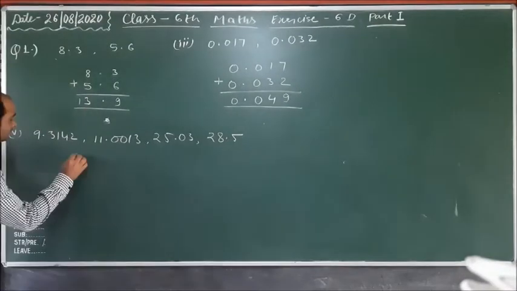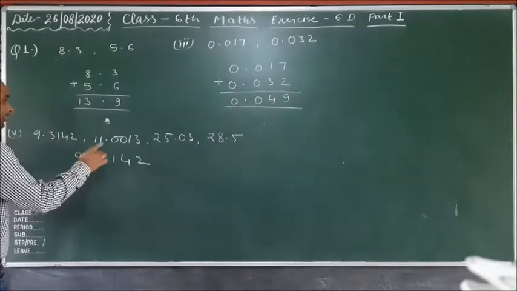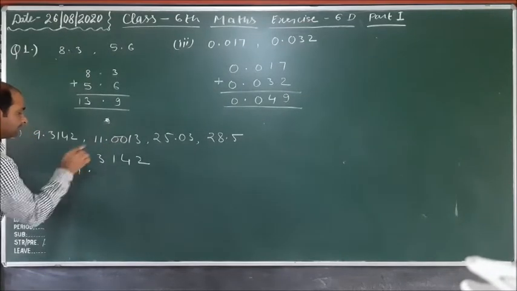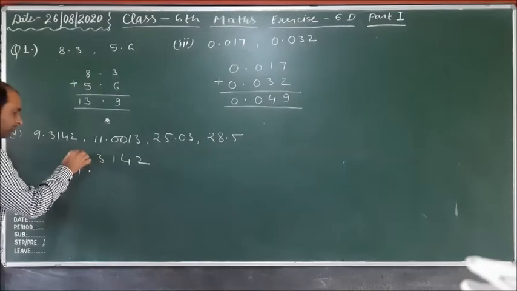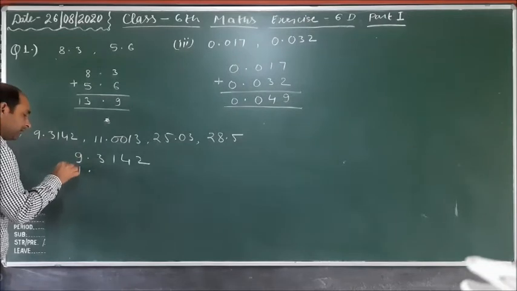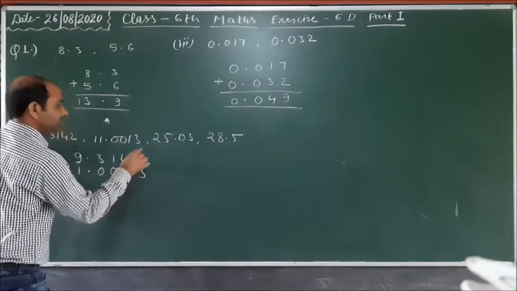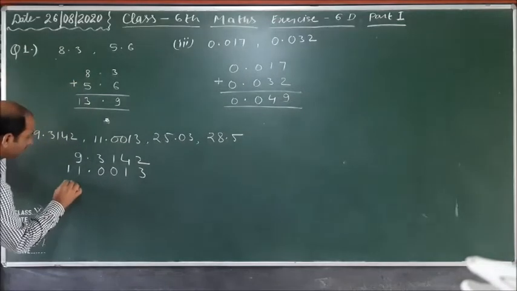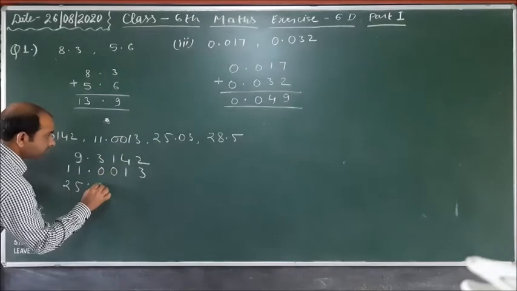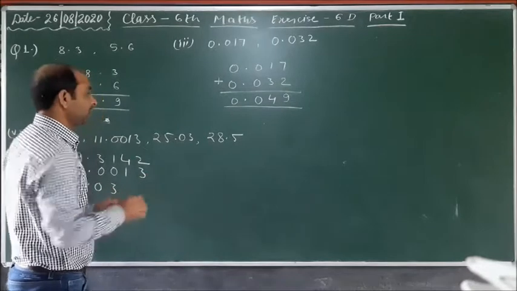So first we write here in the column 9.3142. Now next number, 11.0013. This is the ones place and this is the 10th place, so we write here 1 and then 9, and here the 1. Now 0, 0, 1, 3. Now next 25.03. This is the 10th place, so we write here 0, and this is the 100th place, so we write here this.